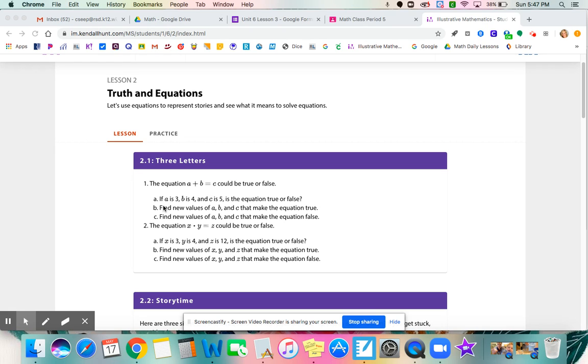First with A, they want to know, could A equal 3, B equal 4, and C equal 5, and the equation be true? Or would that make the equation false? So I'd like you to pause, think about how you'd answer, and I'll get the work up for you.